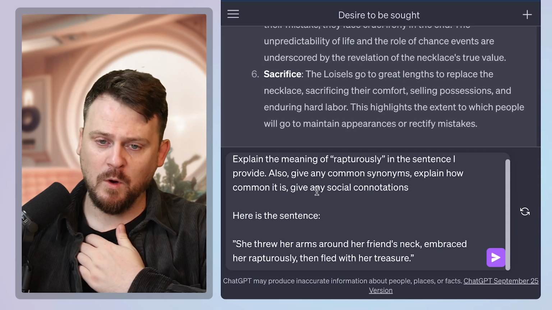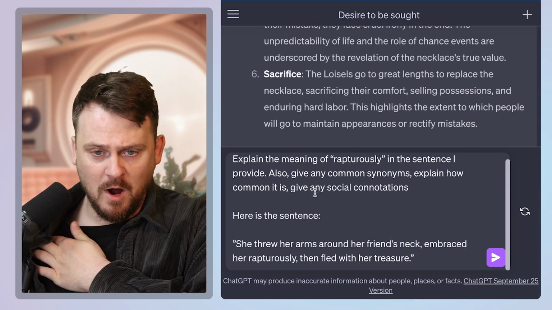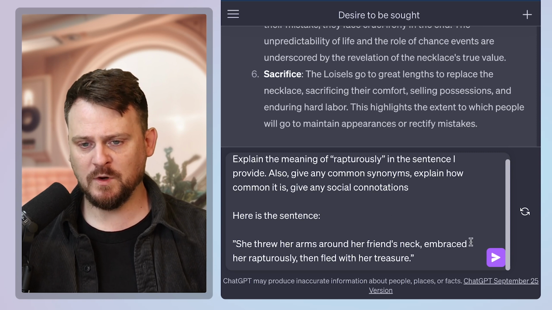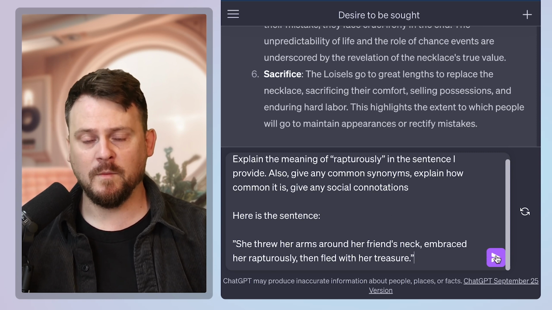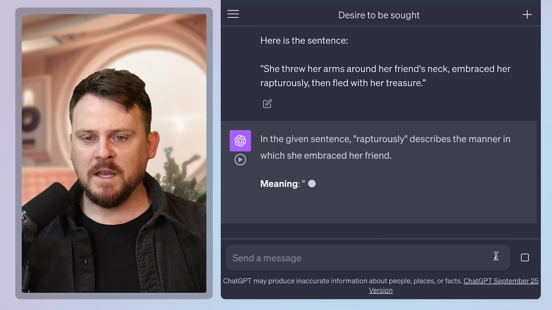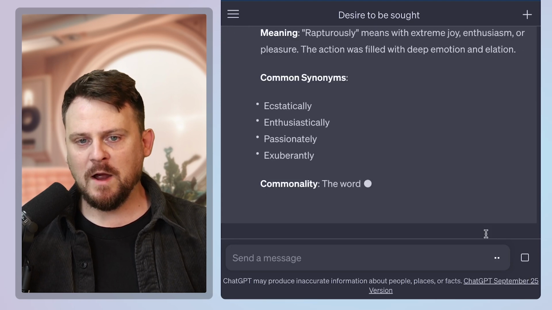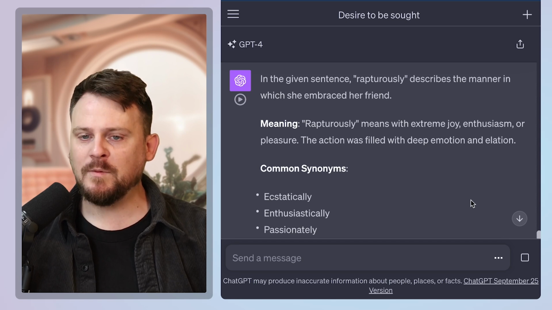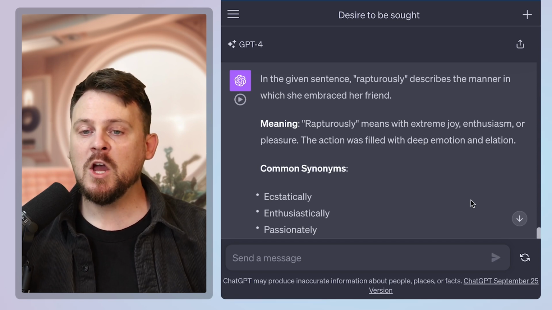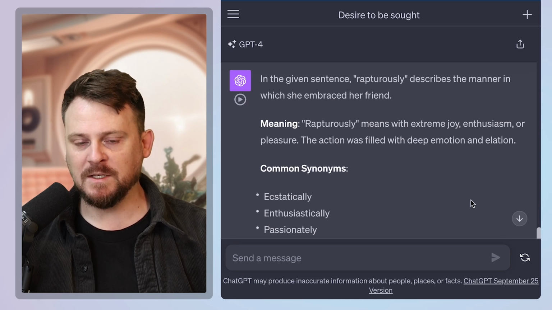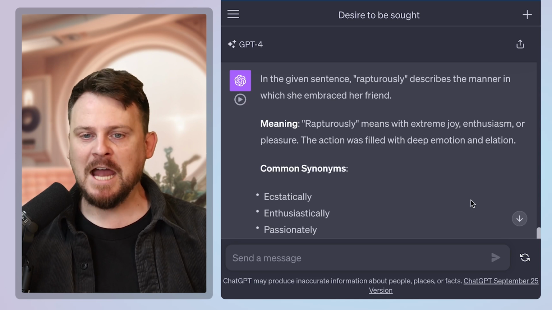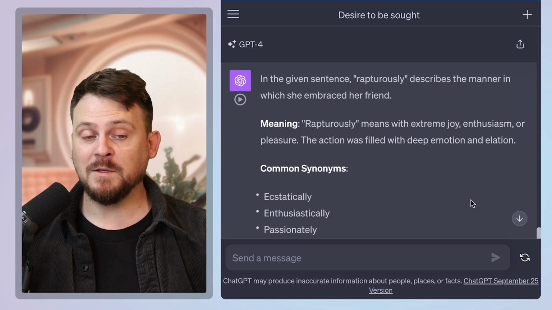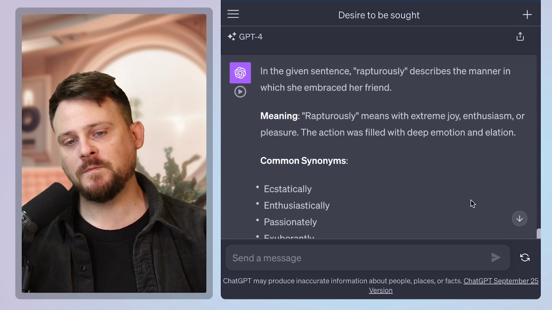So I want to know synonyms. I want to know how common it is. I want to know if there are any connotations, right? So let's try this. And you can word that prompt in different ways. It's fine. In the given sentence, rapturously describes the manner in which she embraced her friend, meaning rapturously means with extreme joy, enthusiasm, or pleasure. The action was filled with deep emotion and elation. Okay, so we've got the meaning. That's a pretty good definition, actually.